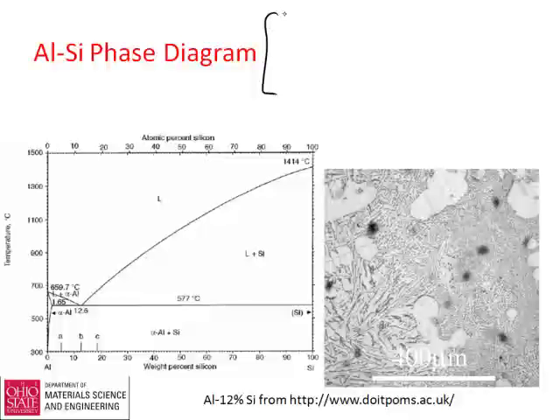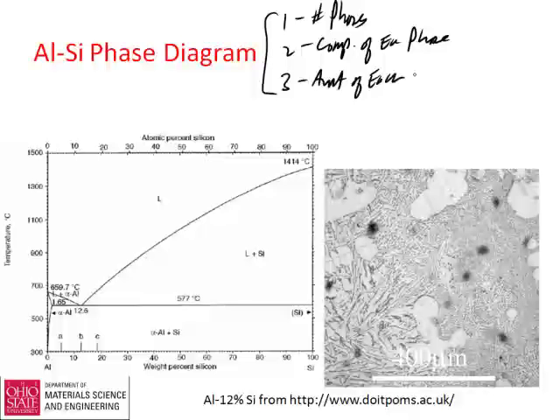Remember, there's three things you can get out of a phase diagram. One, number of phases. Two, the composition of each phase. And third is the amount of each. I took a picture, a micrograph. This is aluminum, 12% silicon by weight. And this comes from this really nice website out of Cambridge, England.